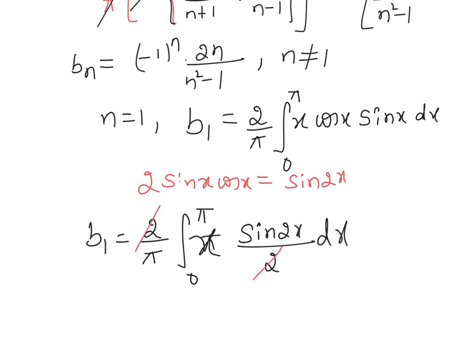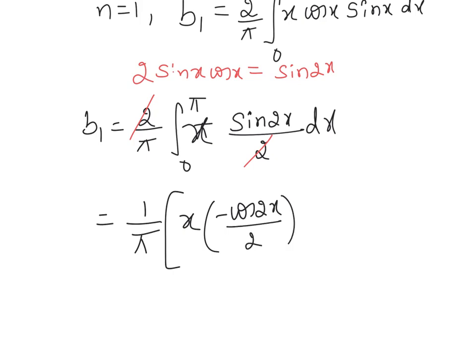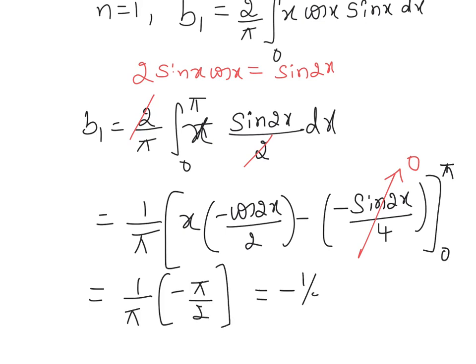This 2 gets cancelled. Next we get 1 by pi, applying Bernoulli's rule of integration, x into minus cos 2x by 2, minus 1 into minus sin 2x by 4. Apply the limit 0 to pi. Whenever you apply x is pi, sin 2 pi and sin 0 become 0. So now just substitute the upper and lower limit in the first term. Applying the upper limit, it is minus pi cos 2 pi, which is 1, divided by 2. Applying the lower limit 0. So finally it is minus 1 by 2.